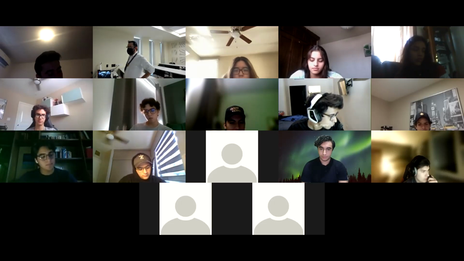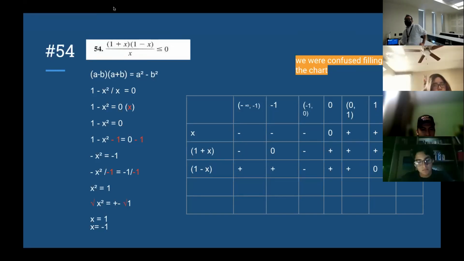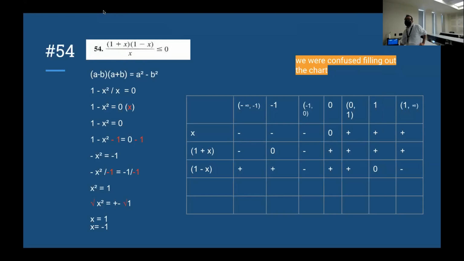Problem 54. Who's got that one? Perfect. There we go. Give me a moment here to minimize my screen so I can see everything. Let me move this here.